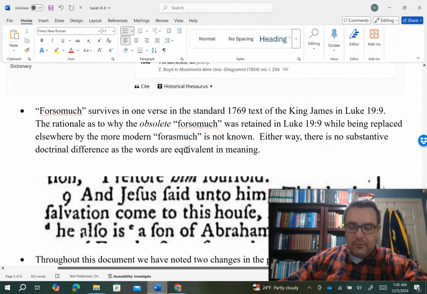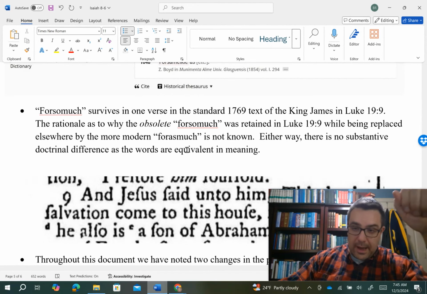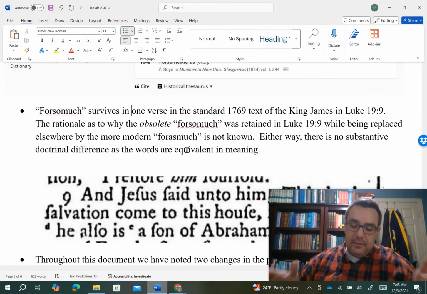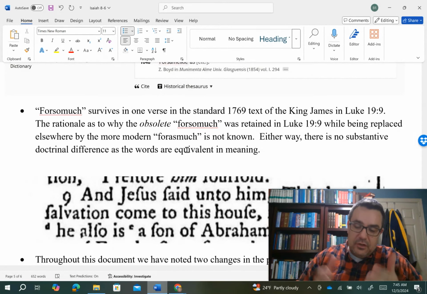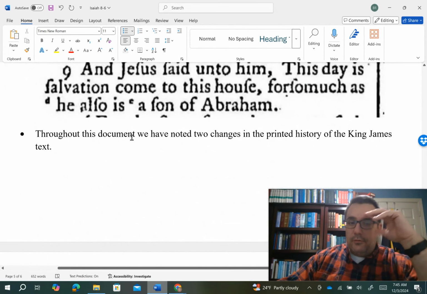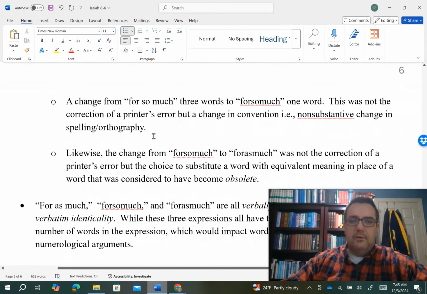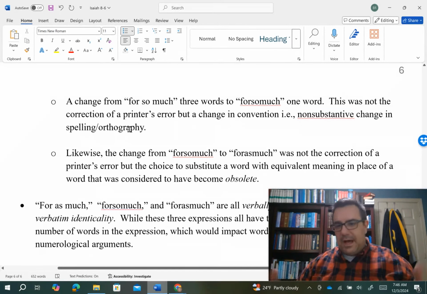They are verbally equivalent. "For so much," as three words, as one word, or "for as much" as one word, are verbally equivalent. There's no doctrinal difference. They are verbally equivalent in meaning, despite not having verbatim identicality of wording. Okay? So throughout this video, we have noted two changes in the printed history of the King James text. First, a change from "for so much," three words, to "forasmuch," one word. This is not the correction of a printer's error, but a change in convention, i.e., a non-substantive change in spelling and orthography. There's not a printer's error here.